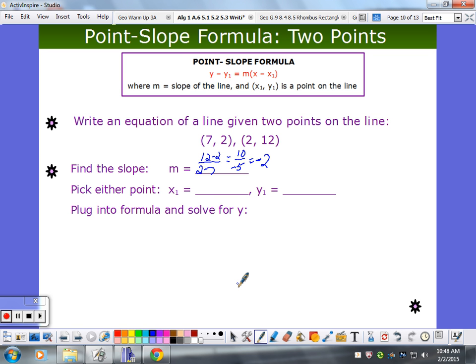Pick one. Does not matter. You pick one that you think might look a little easier. In this situation, I guess I'll go with this one. The numbers look a little smaller. I might not make a mistake, but you can do either one.